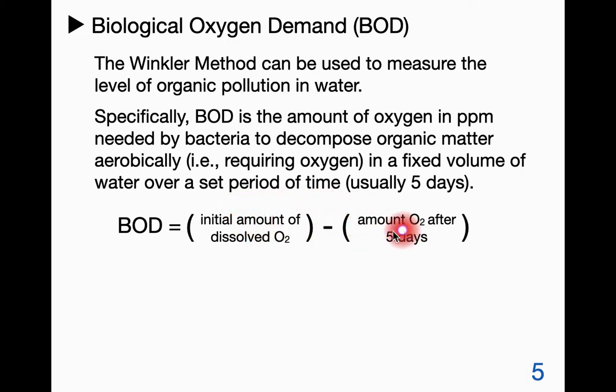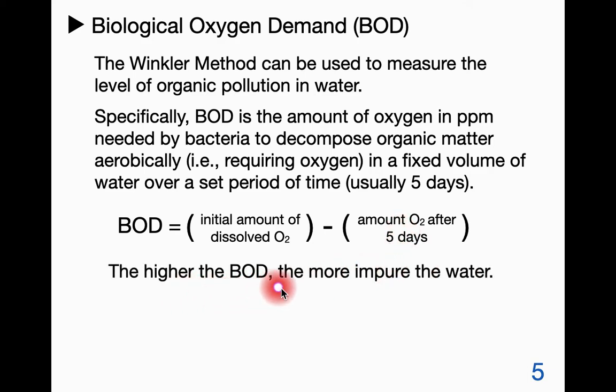Now, if they're exactly the same amount, then we're good. Nothing's in the water that consumed the oxygen. There's no bacteria in the water. But if the amount of oxygen goes down dramatically over 5 days, well, we want to stay away from that water because there's something living in there. The higher the biological oxygen demand, the more impure the water.